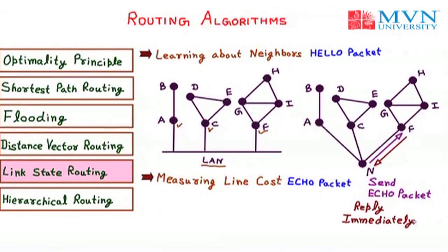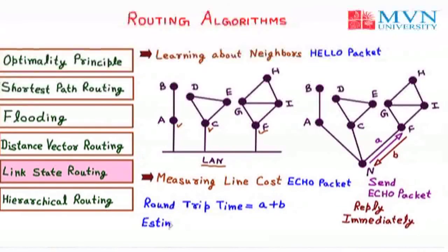By measuring the round trip time and dividing it by 2, the sender router can get a reasonable estimate of the delay. Let us suppose the send echo packet time is A and the immediate reply time is B. So the round trip time is A plus B, and the estimated delay is the round trip time divided by 2, that is (A plus B) by 2. So we can find the line cost with the help of this estimated delay.